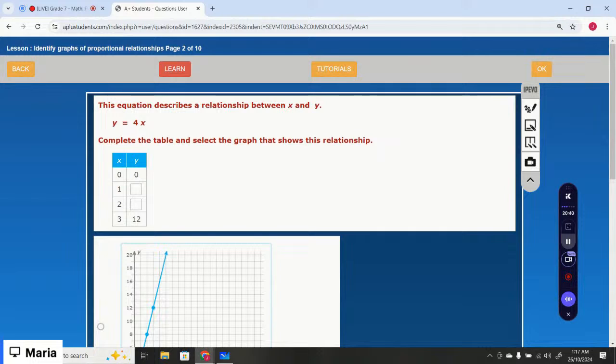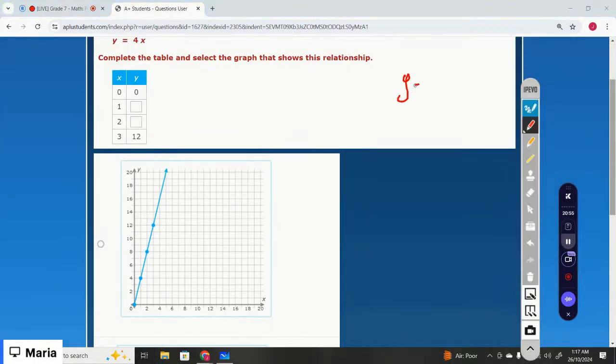This equation describes the relationship between x and y equals 4x. Complete the table and select the graph that shows this relationship. Y equals 4x. X equals 1, right? So replace the x with 1 in the equation. 4 times 1 is 4. So that is 4, right? Now look at the second one, x equals 2. So 4 times 2 is 8. So here you have 8.